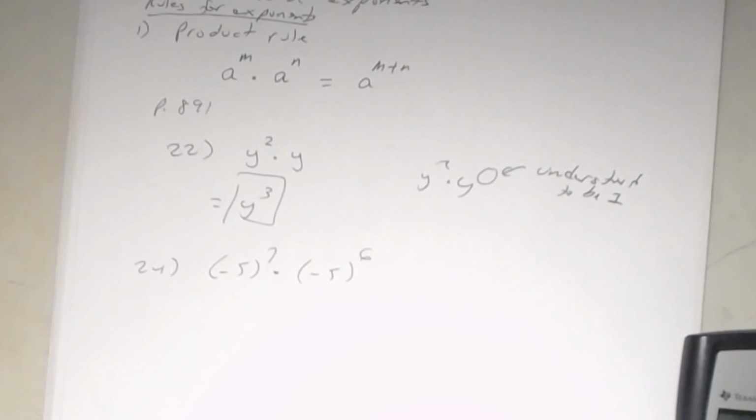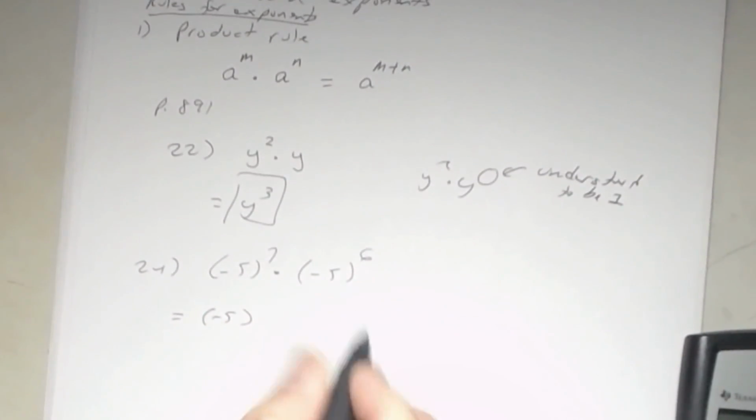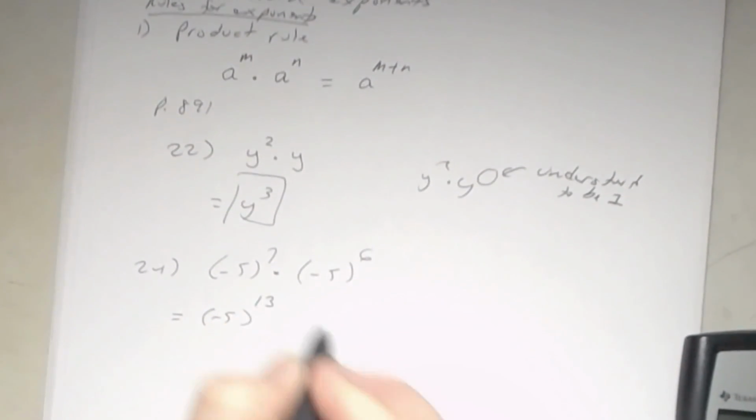Are the bases the same? Yes. Can I use the product rule? Yes. So to use the product rule, I keep the base and do what to those exponents? Add them. All right. Now remember though, what's the base? Negative 5. Do I have to use parentheses? Yes. So that's negative 5, and what's 7 plus 6? 13. So that's the answer.